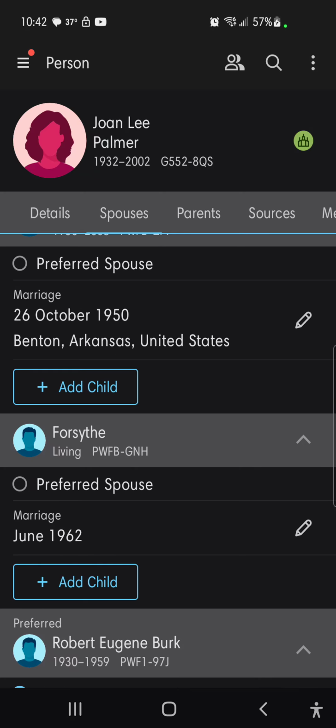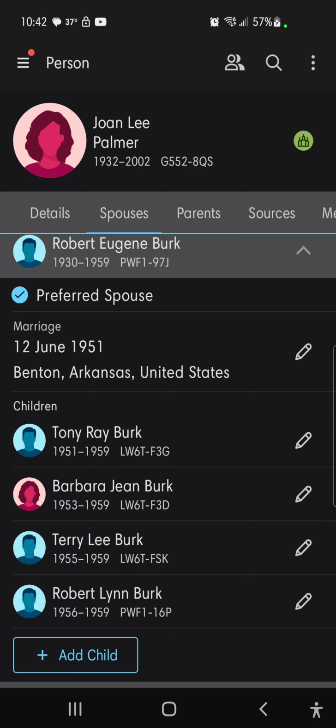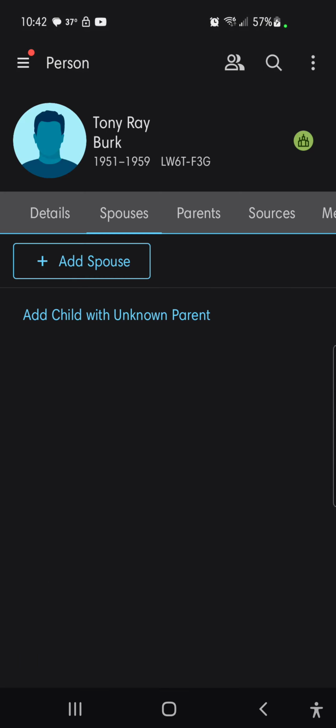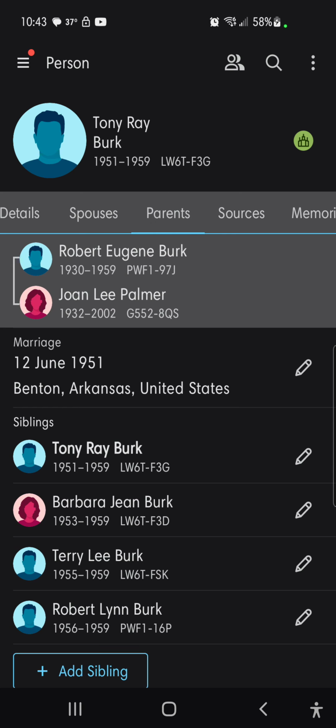I don't like finding stories like this, but I do like finding resolution to things. And so that's what I got. They were all buried together. The bodies were taken back to Carterville Cemetery in Jasper, Missouri. It is where this child was born, but where subsequent children were not necessarily.